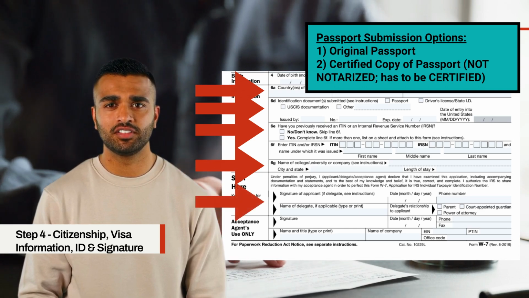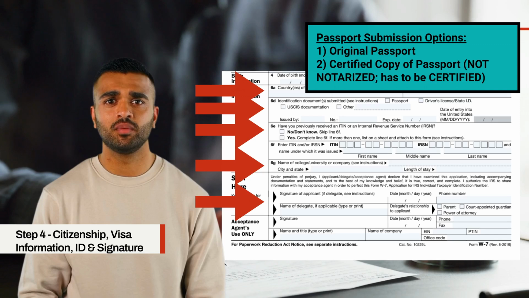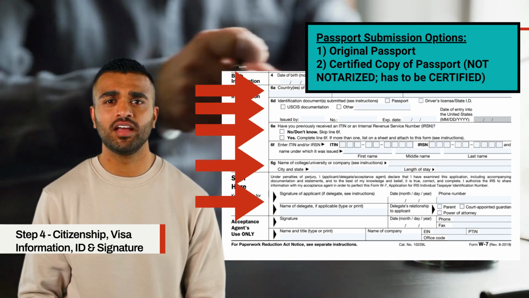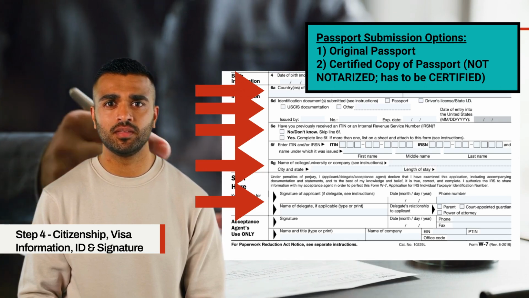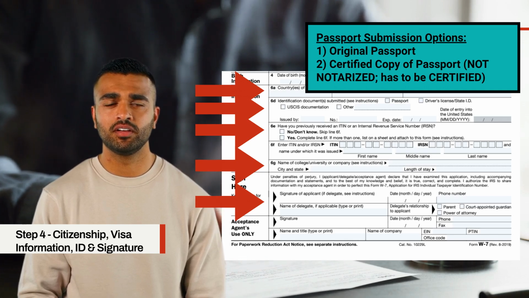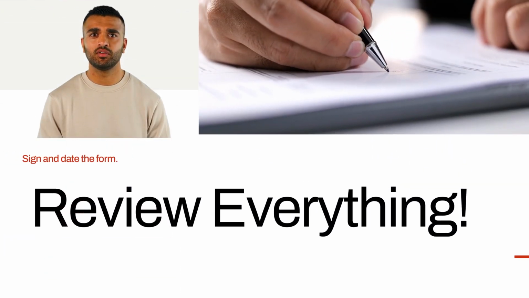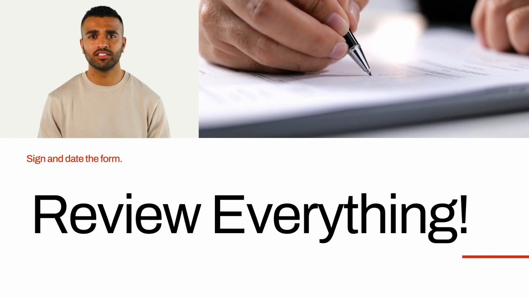Finally, we come to the signature section. If you're the applicant, you'll need to sign and date the form. If someone else is signing on your behalf, such as a parent or legal guardian, they should sign their name and include their relationship to you. Remember, if you cannot sign your name, a witness can sign for you, but they'll need to indicate that they're doing so. Before you submit the form, take a moment to review everything for accuracy.